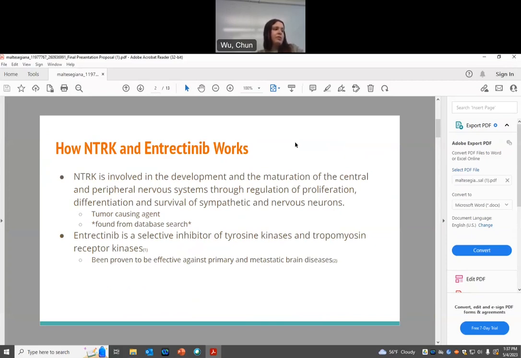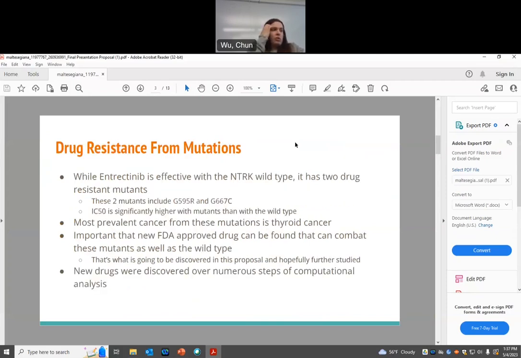been proven to be effective against primary and metastatic brain diseases. So it is effective against the wild type. It has two drug-resistant mutants, which are the G595R and the G667C, and the IC50 is significantly higher with these mutants compared to the wild type, meaning it's more drug-resistant in the mutants. The most prevalent cancer from these mutations is thyroid cancer.